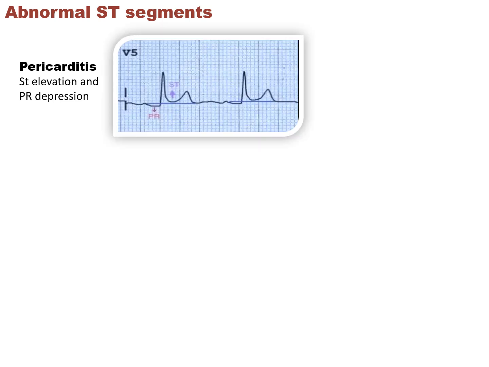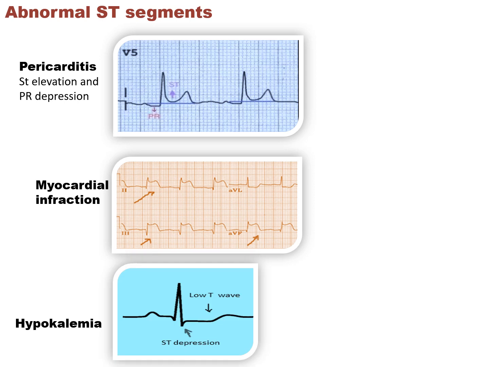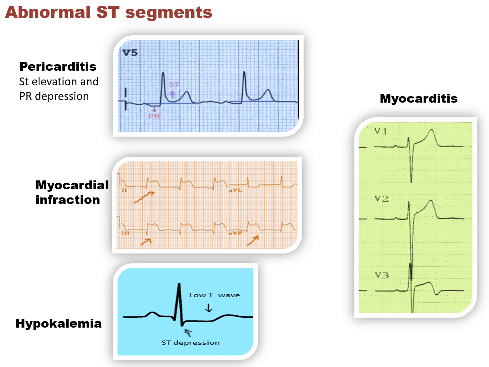Abnormal ST segments can be appreciated in different conditions. In pericarditis, there is diffuse ST segment elevation and PR depression. In myocardial infarction, there is ST segment elevation. In hypokalemia, there is ST segment depression. And in myocarditis, there is ST segment elevation.